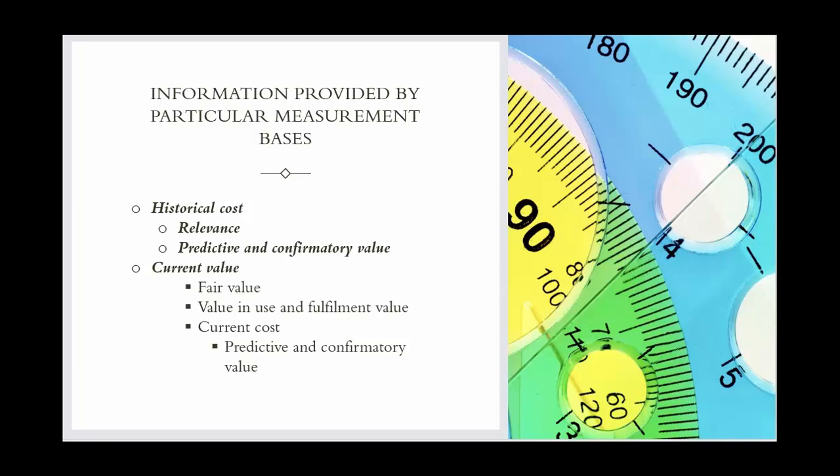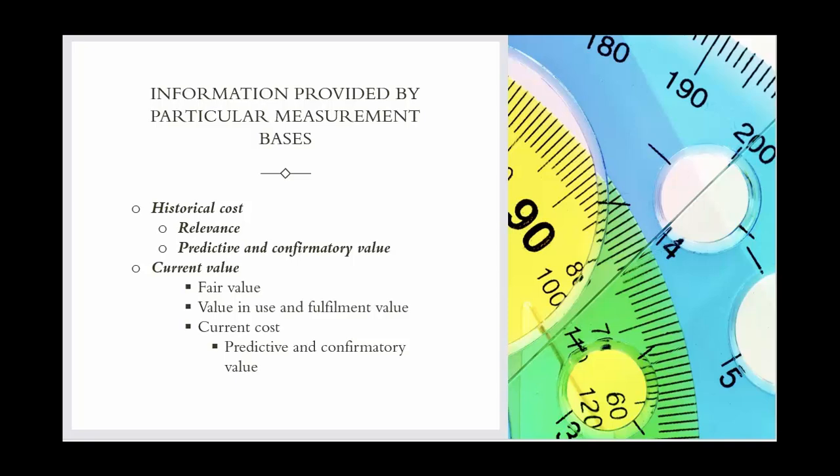Predictive and confirmatory value. These measures help in planning for future economic benefits and obligations. They also confirm the entity's assumptions about future cash flows. Example, value in use. The company can plan for the $60,000 expected from the patent, helping to forecast future revenue. Example, fulfillment value. Knowing the fulfillment value of $70,000 for a legal liability helps the company prepare for future cash outflows, ensuring adequate financial planning.